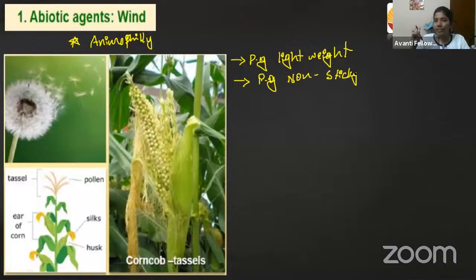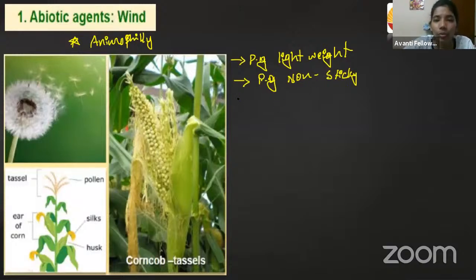If there are any obstacles, what happens then? If the pollen grains are sticky, the pollen grains will go and hit that object and get stuck there, right? That is the main reason why the pollen grains are non-sticky. If they are sticky, they are going to get stuck on that object, then the female flower is not going to get the pollen grain. That is why pollen grains are non-sticky in wind pollination.